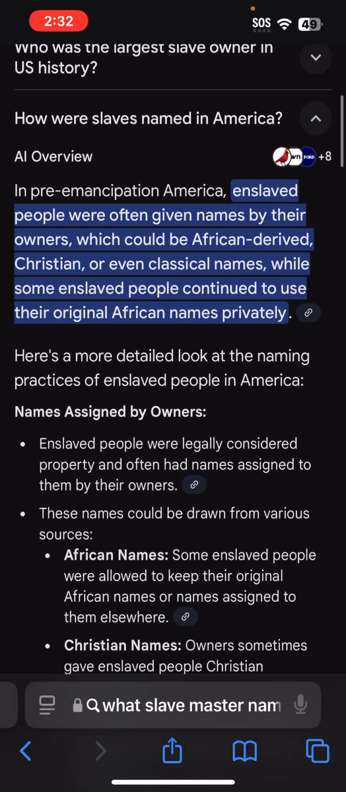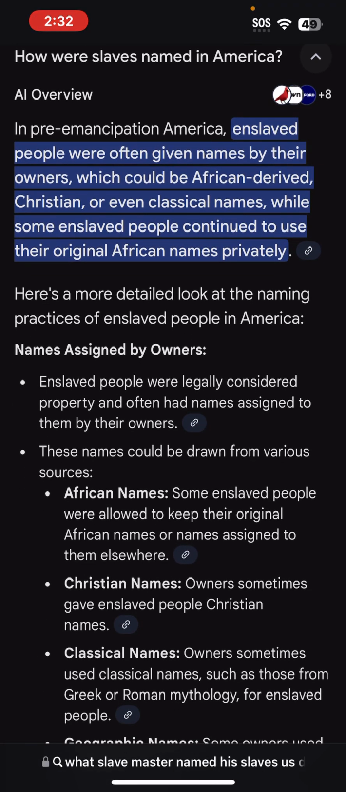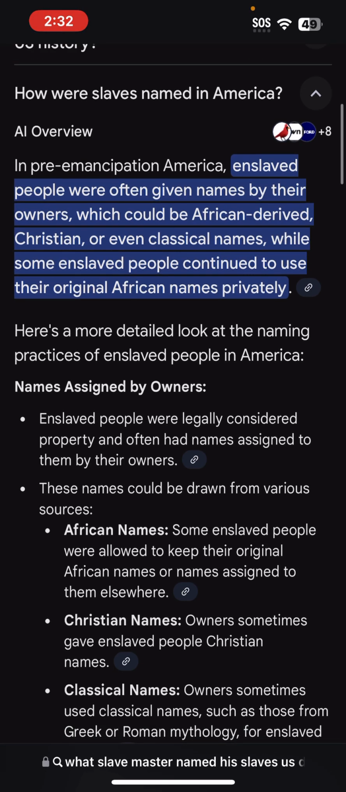So right here we are looking at how the slaves were named. So how were slaves named in America? An AI overview. So you see that in pre-emancipation America, enslaved people were often given names by their owners, which could be African-derived, Christian, or even classical names, while some enslaved people continued to use their original names privately. So they used African-derived names, Christian names, or classical names, and never said anything about calling them after the monetary system, which is dollar.